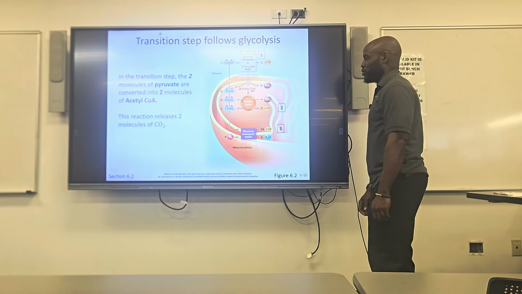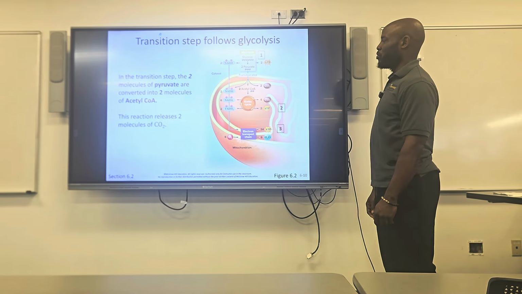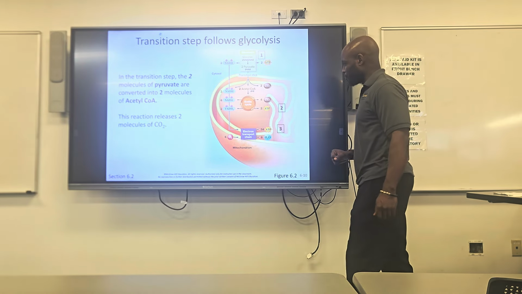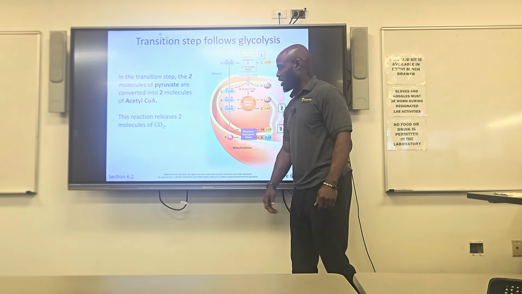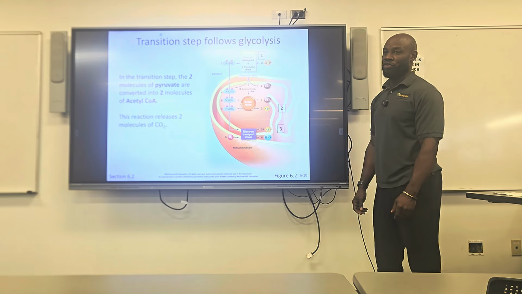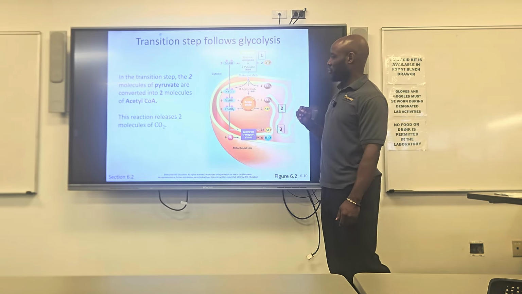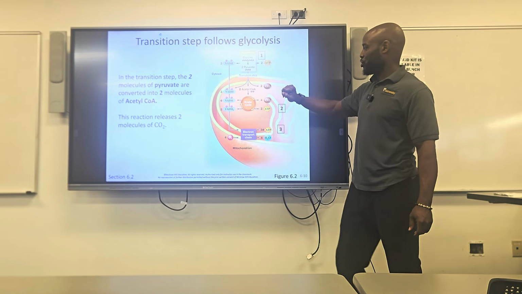Transition, step 2. Pyruvate is converted into 2 molecules of acetyl-CoA. This transition, step 2, releases carbon dioxide. Carbon dioxide, you breathe out. It's carbon dioxide released right here as you go from pyruvate to acetyl-CoA.